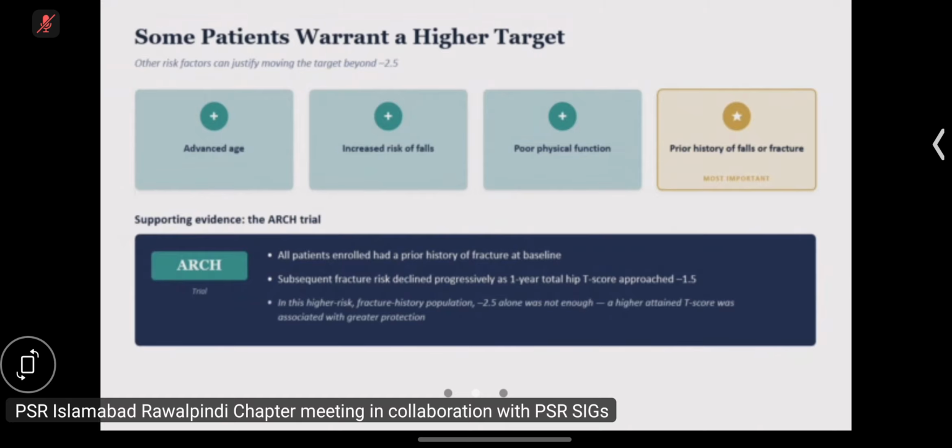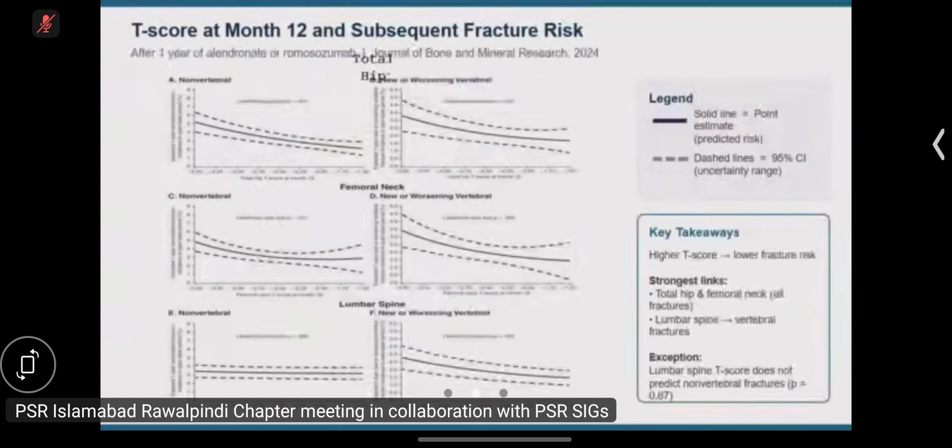The supporting evidence for this comes from the ARCH trial, which was a head-to-head trial comparing the efficacy of romosozumab with alendronate. All patients enrolled in this trial had a prior history of fracture at baseline. It was noted that subsequent fracture risk declined progressively as the 1-year total hip T-score approached -1.5. So a target of -1.5 is a good enough target for these patients.